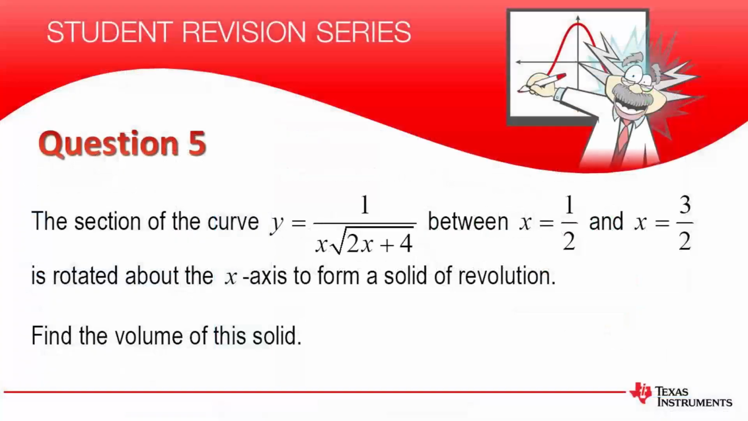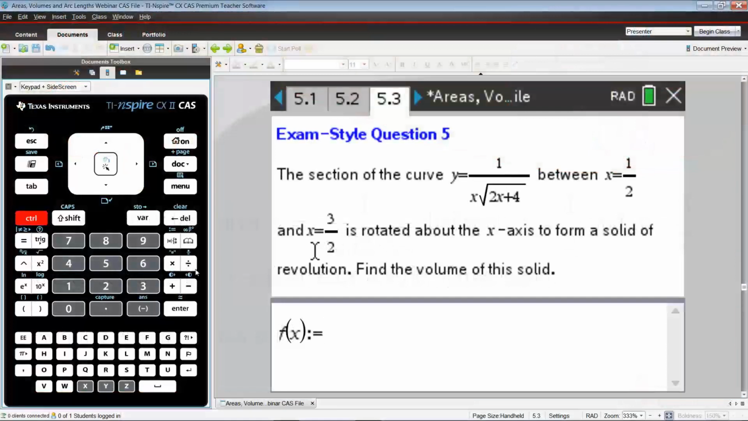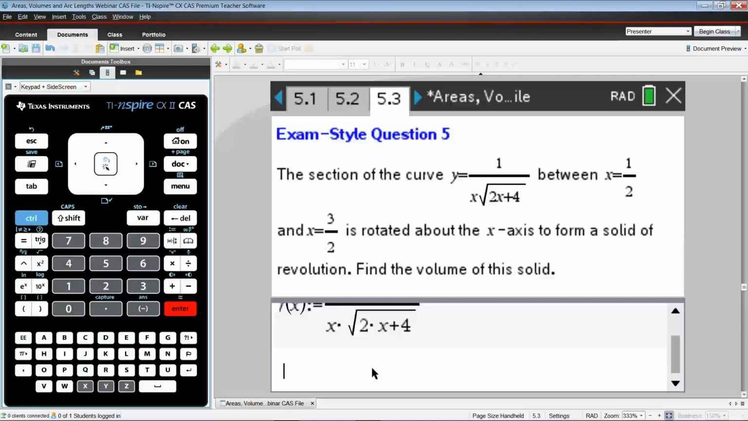Okay, so let's have a look at our next exam style question where we get to try out this theory. We have the curve y equals 1 over x times the square root of 2x plus 4, and we want to rotate the region between that curve, x equals half and x equals 3 over 2 about the x-axis to form a solid of revolution. Before we get started, as always, let's define this. So here's our fraction, 1 over x multiplied by the square root of 2x plus 4. Okay, so there it is defined.